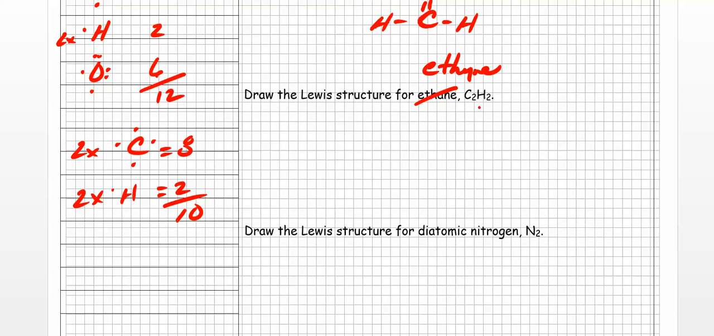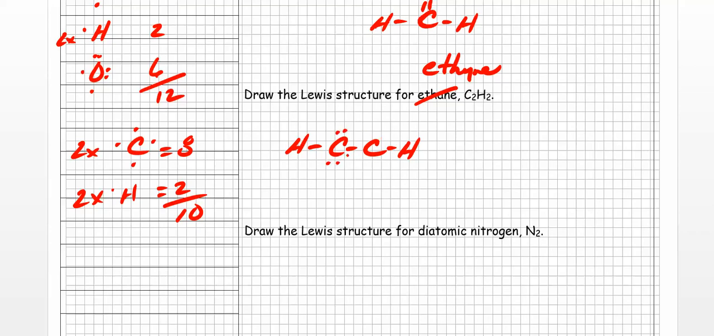It's C2H2, 2 carbons. Each carbon has 4. 2 times 4, 8. That's good. 2 times 1, hydrogen has 1, so 2. 8 plus 2, 10 electrons, right? Let's put them in. I'm going to put a carbon here, a carbon there, a hydrogen there, and a hydrogen right there. So I'll put, let's see, 2, 4, 6, 8, 10.